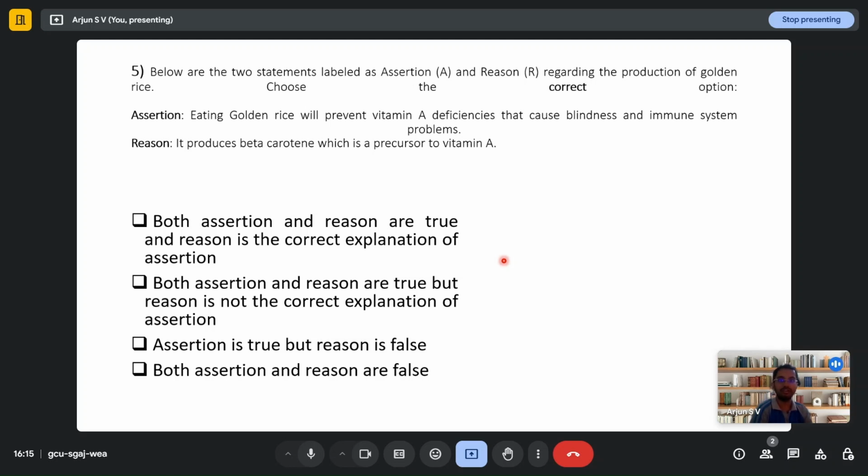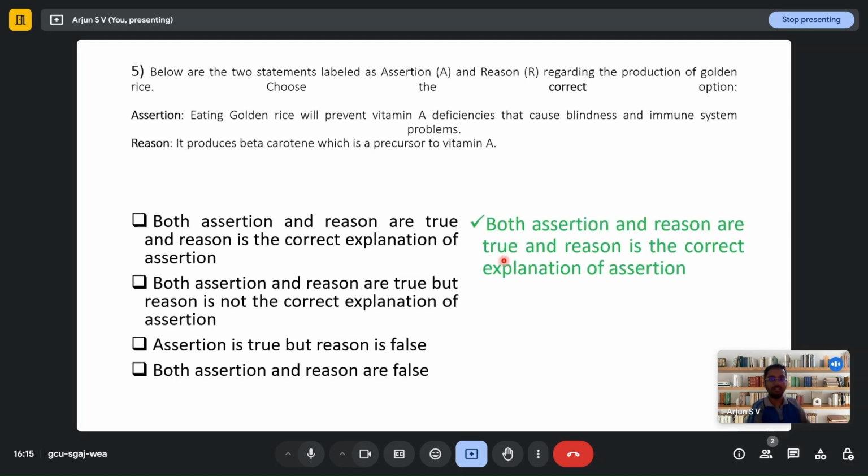because golden rice has beta carotene, and beta carotene is a precursor to vitamin A. So having golden rice, which has beta carotene, will prevent vitamin A deficiency because your vitamin A production is becoming higher. That will prevent you from having diseases like night blindness and immune system problems. So the correct answer is that both the assertion and reason are true, and the reason is the correct explanation for the assertion.